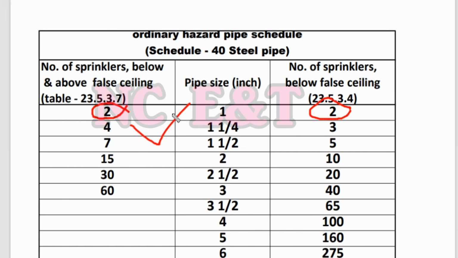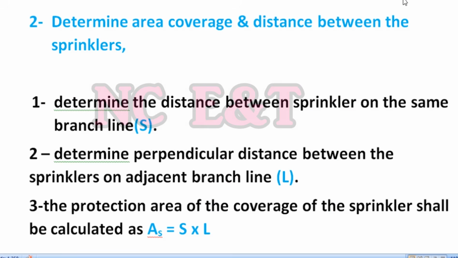For designing purpose, you can use this table from NFPA 13 according to your case. The second point is determining area coverage and the distance between the sprinklers. There is a table for it also, which we can find in NFPA 13.